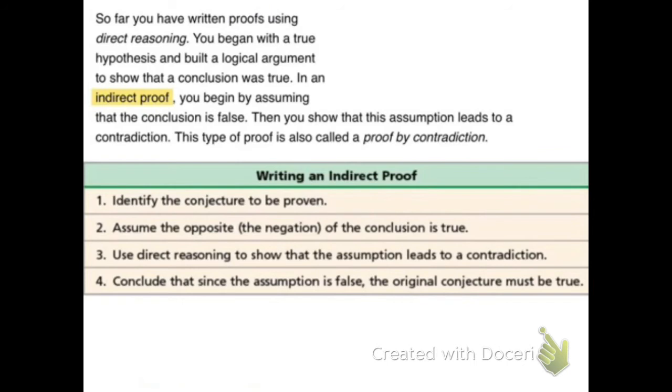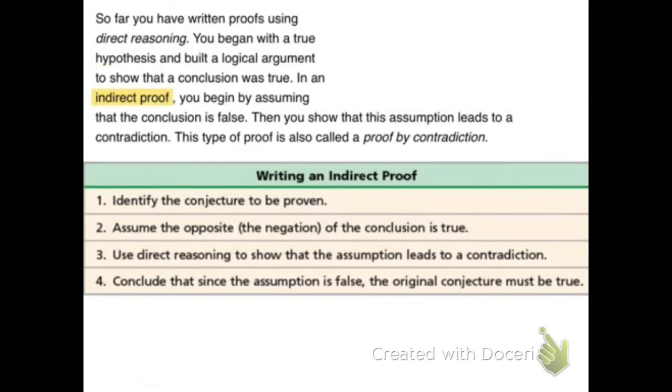Now switching gears a little bit, we're going to be looking at proofs again. So far we have written proofs using direct reasoning. So with a direct proof or direct reasoning, we begin with a true hypothesis and we build a logical argument to show that the conclusion is true. It's very linear. A leads to B, leads to C, leads to conclusion.